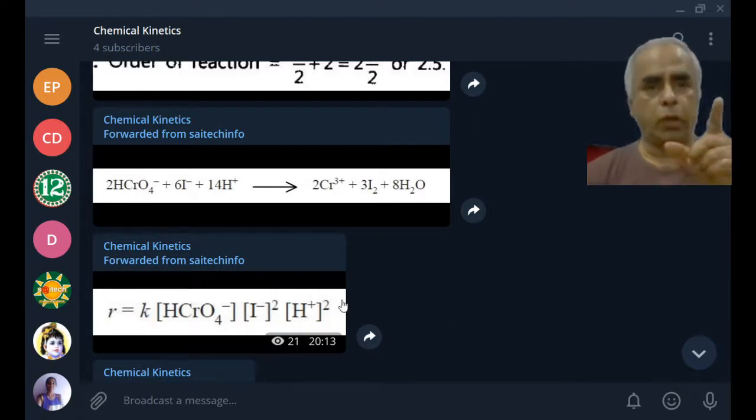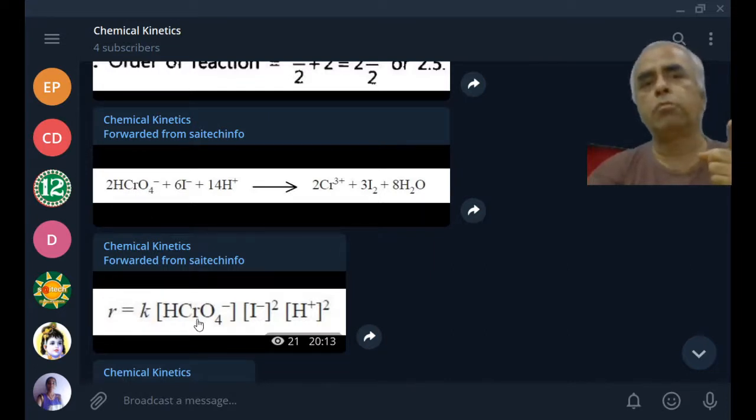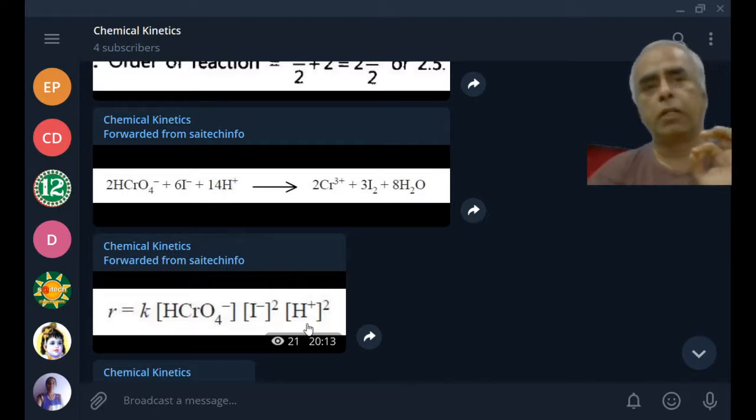I hope now you should be able to understand that even though there are two bichromate anions, it involves only one. Do you understand this meaning? I hope now you should be able to differentiate between molecularity and order, because in this case, even though there are two bichromate, only one bichromate is involved in the rate of the reaction. Even though there are six iodide anions, only two are represented in the rate of the reaction, and there are 14 H plus, but only 2 H plus are involved in the rate of the reaction.